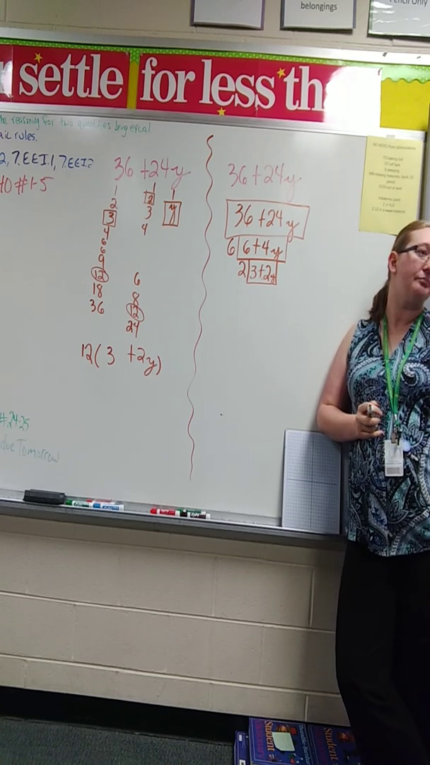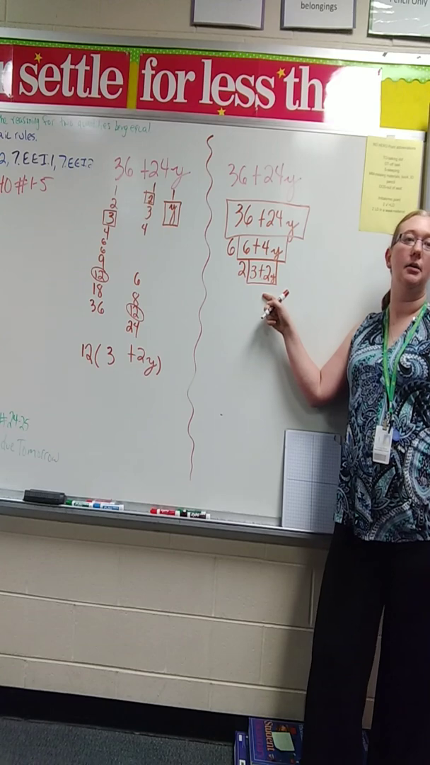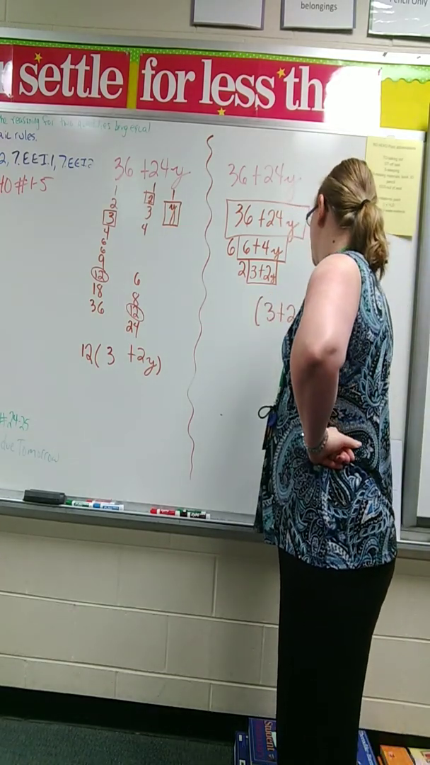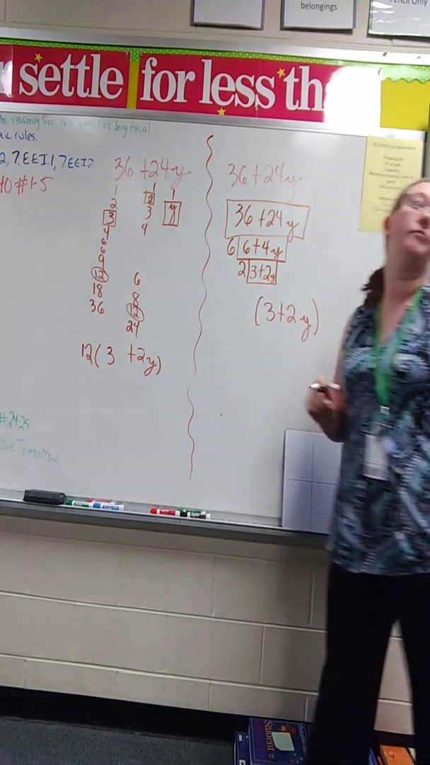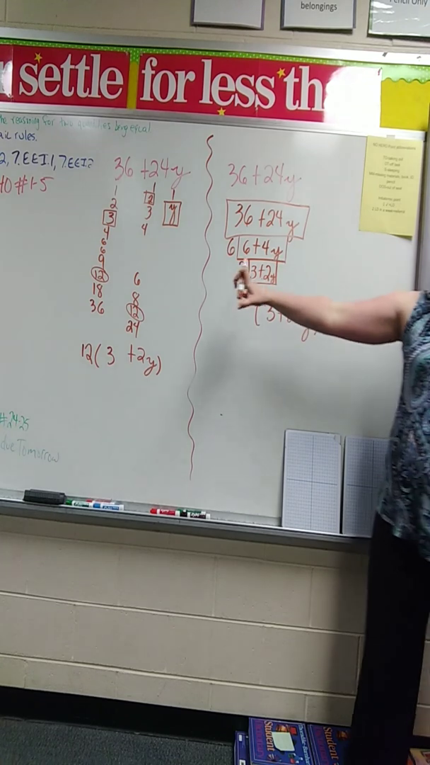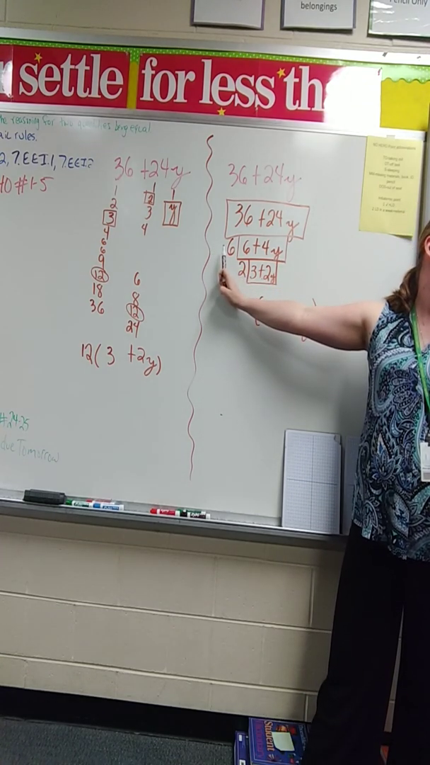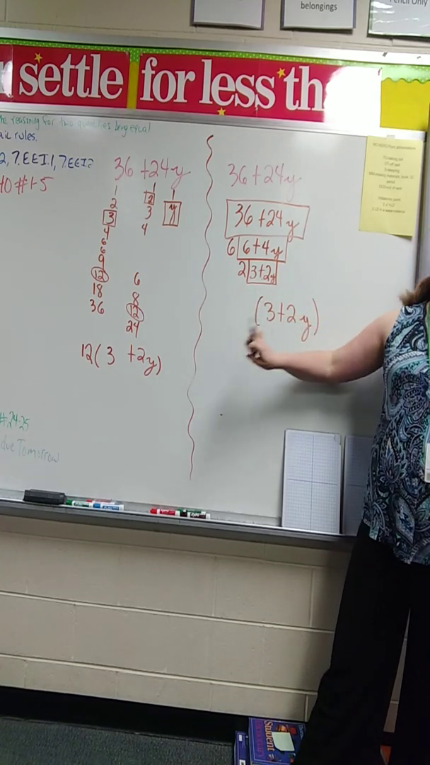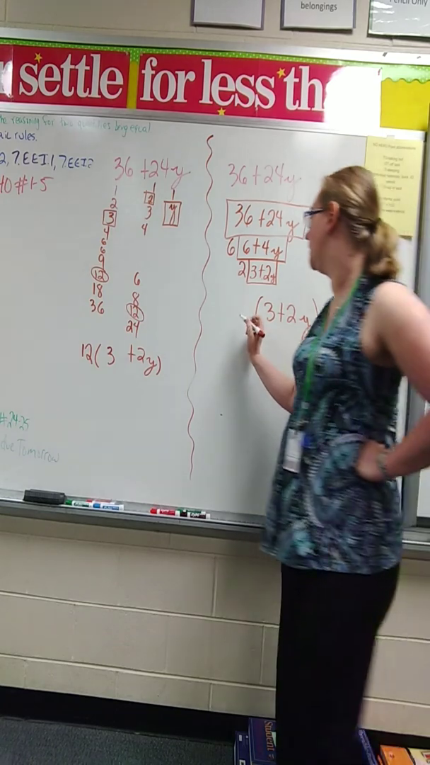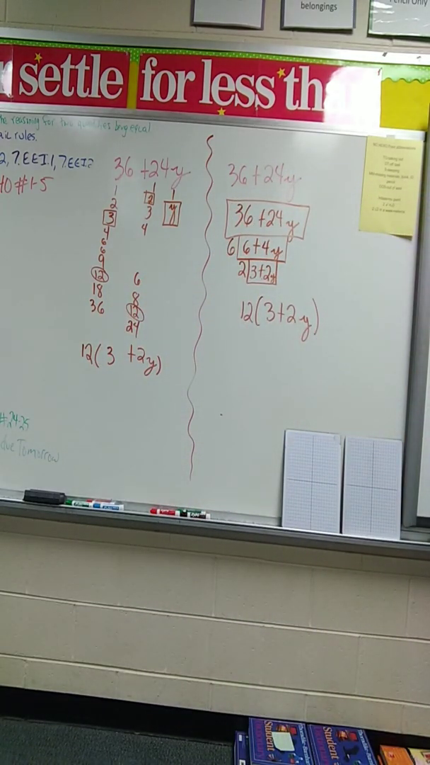Okay? Can I factor anything else out of 3 plus 2y? Wait, what happened to 12 on the outside? Our factors on the outside, we multiply together. That gives us our greatest common factor. So the 6 times the 2 gives us 12. That's where we get the 12 on the outside from.